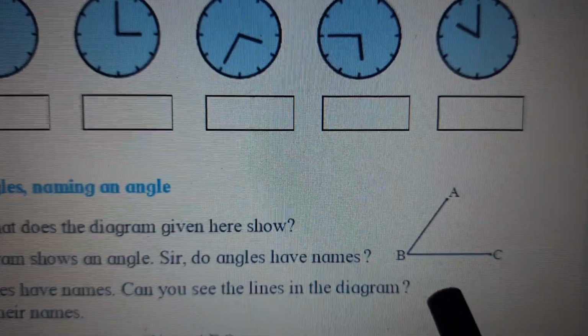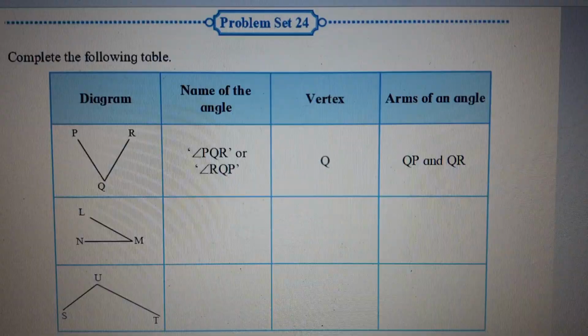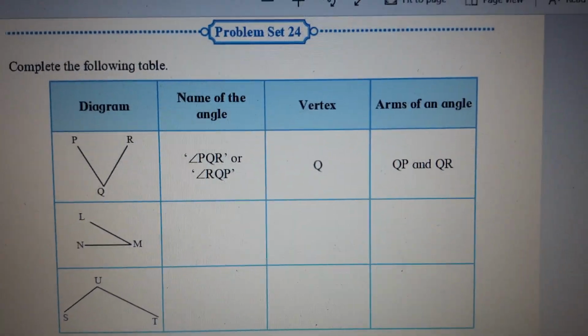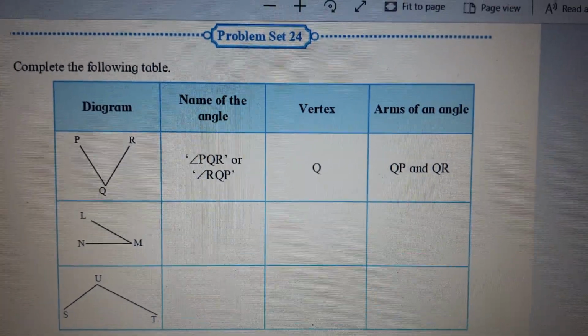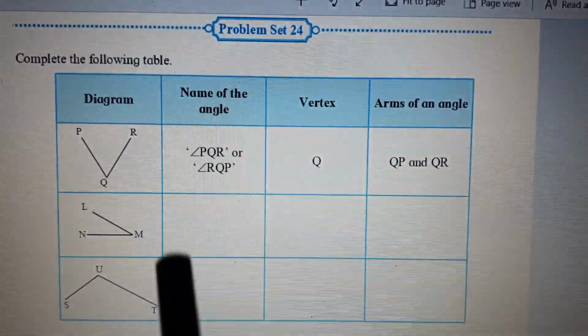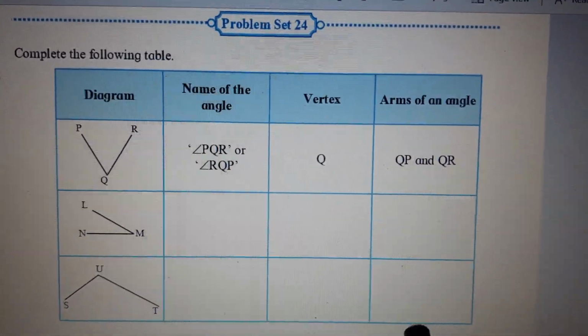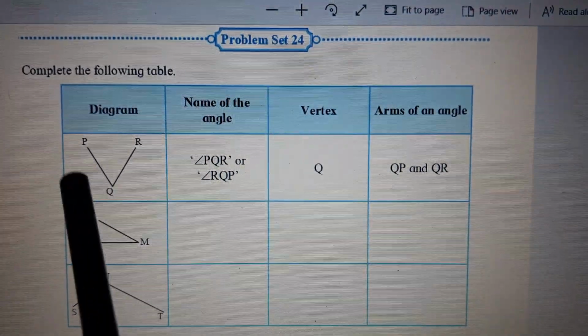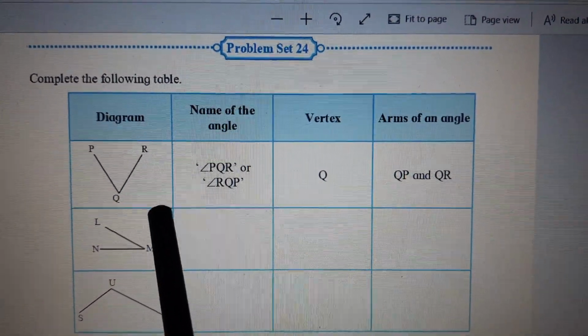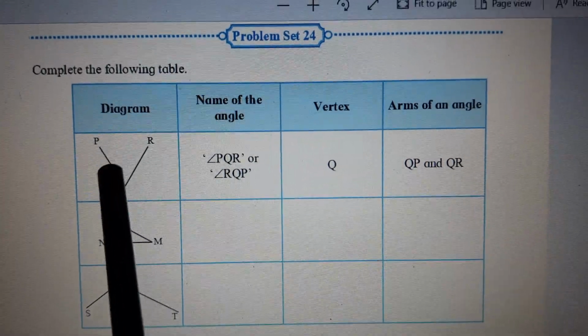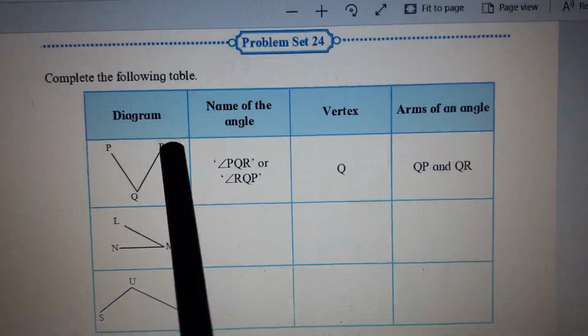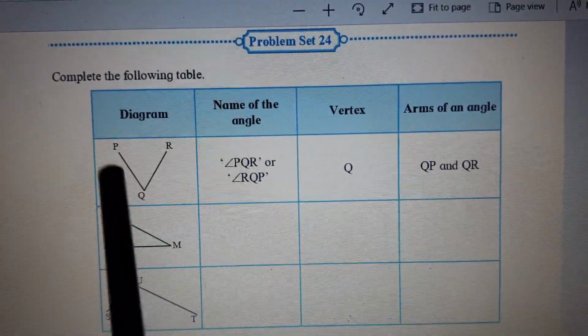So now we will go for the exercise table. Problem set 24. Complete the following table. You are going to draw the same table, children, in your notebook and complete it. You can see the diagram. The first one is an example given to you. Angle PQR or angle RQP.